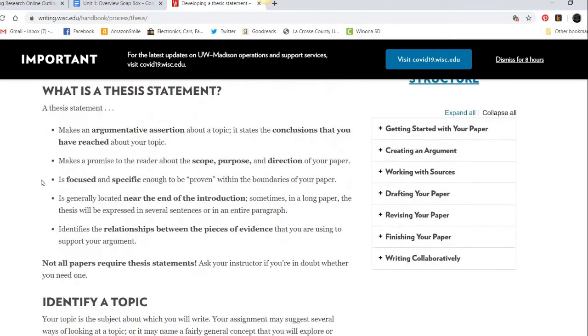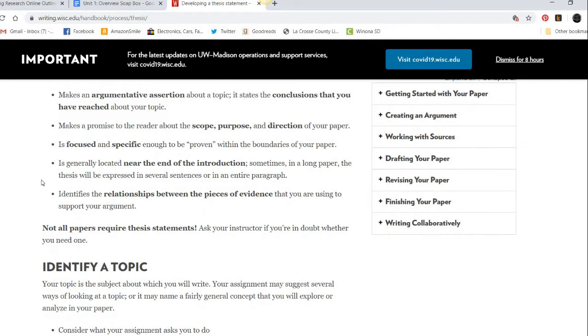Okay. A thesis statement makes an argumentative assertion about a topic. It states the conclusions that you have reached about your topic, right? So one baker decided that lard was the most important. One baker decided that vodka was the most important. But it's there. They have come to some answers. They are no longer in this vague, nebulous, undescribable, non-debatable situation of saying, "pie crust exists," or "this one is the best and I have no idea why." They have made an assertion. They have given their answers.